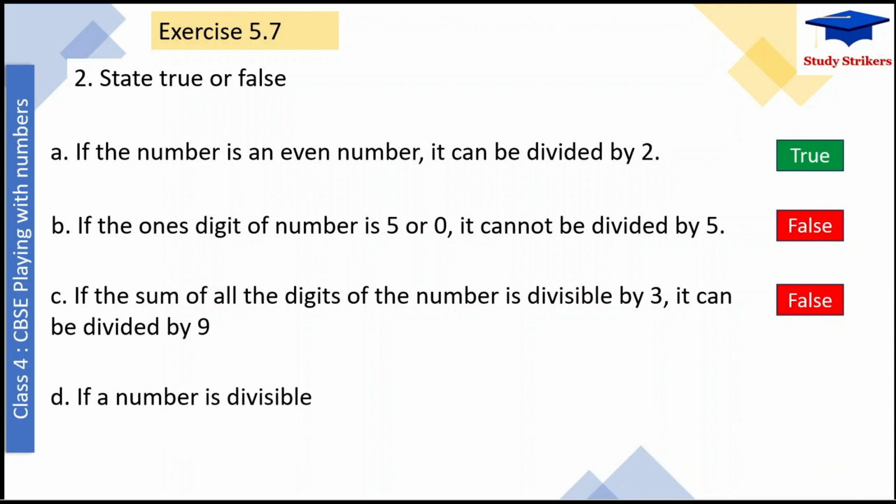If a number is divisible by 10, it can be divided by 5. Yes, of course, because if a number is divisible by 10, it will end with 0, and the property of 5 also says that if a number ends with 5 or 0, it will be divisible by 5. So this is true. So here we have solved all of this.